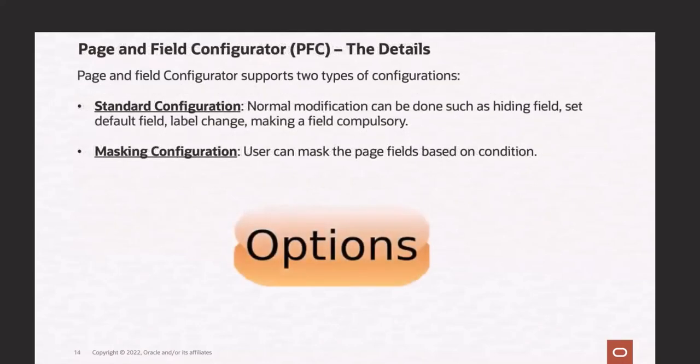Now, Page and Field Configurator, PFC, supports two types of configurations. The standard is what I talked about a second ago, so hiding a field, etc. But we also have a masking configuration. So you could literally mask any field in the system, and you're not using App Designer, you're using this masking configuration. You can hide someone's name, you can hide address, you can hide all kinds of things using the masking configuration.